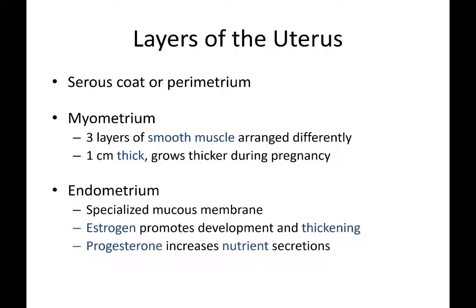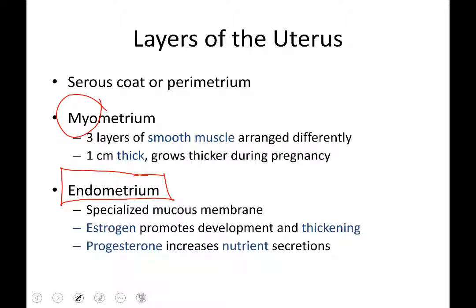The layers, or the wall of the uterus, we have the outermost layer. The serous coat is really just the outside that you see, it's just connective tissue. Then the thickness, the vast majority of the wall of the uterus is going to be the myometrium. Myo means muscle. So the myometrium here is going to be the thick portion of the uterus. And then the endometrium is what we're going to be focused on from here on out as far as the uterus goes.